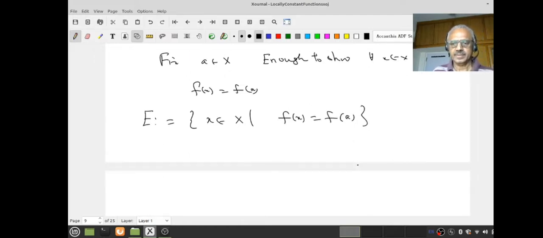Is the set empty? No, because a belongs to this. Therefore E is not empty. So next what I show is E is open, and I will also show E is closed in X. Therefore E is a set which is not empty but both open and closed. But X is connected. Therefore what do I know? E must be all of X. If E is all of X, what does it mean? For all x, f(x) must be equal to f(a). That means f is a constant.